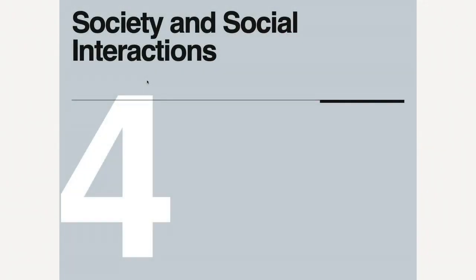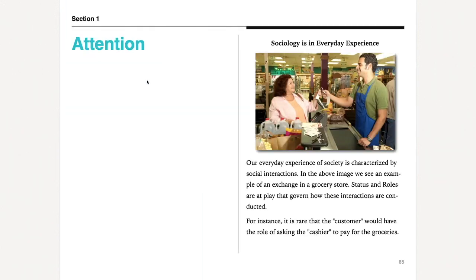Okay, so moving right along, we go into chapter 4, society and social interactions. And so let's switch to the course book again. And here we are, chapter 4, and I've already talked about some of this stuff when I was talking about social structure and whatnot.